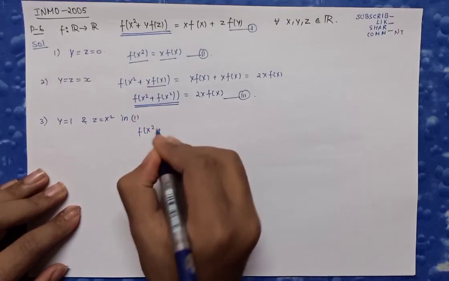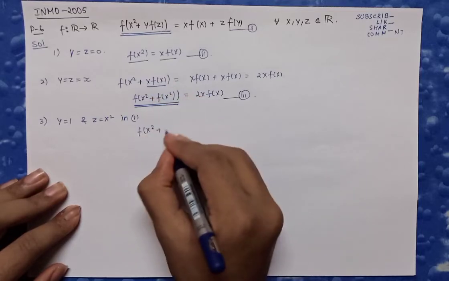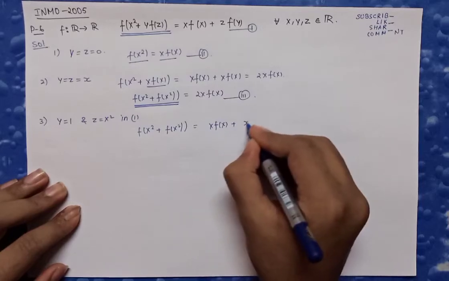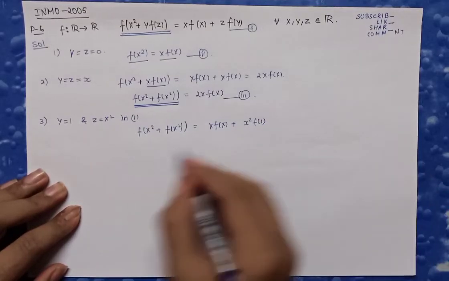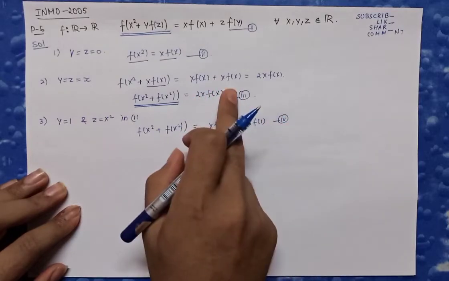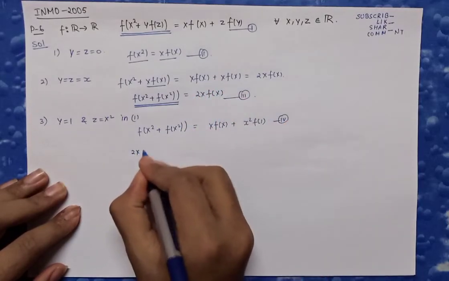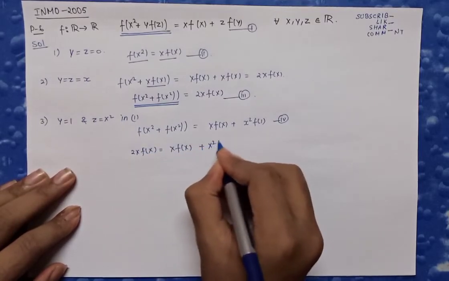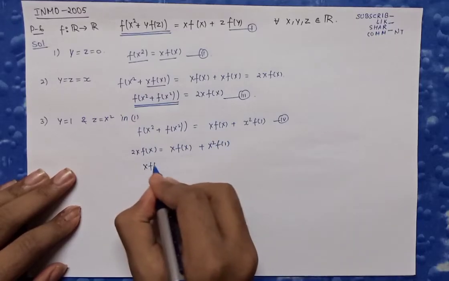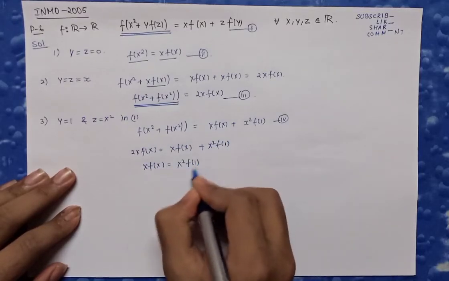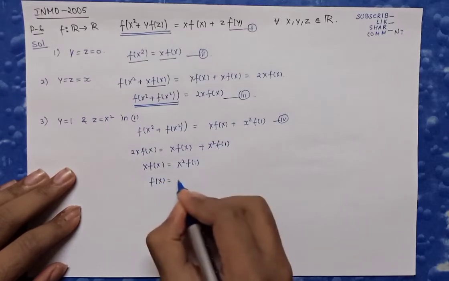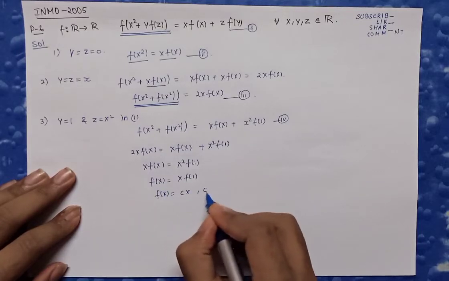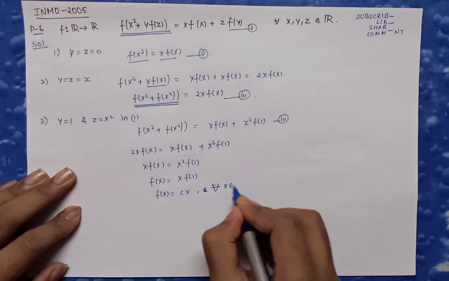Then f(x² + f(x²)) comes out as is, and on the right side x f(x) as it is plus x² f(1). Let's call this equation number 4. Then from 3 and 4 we can easily write that 2x f(x) = x f(x) + x² f(1). So x f(x) = x² f(1), and then f(x) = x f(1), or simply f(x) = c x for all x belonging to R.